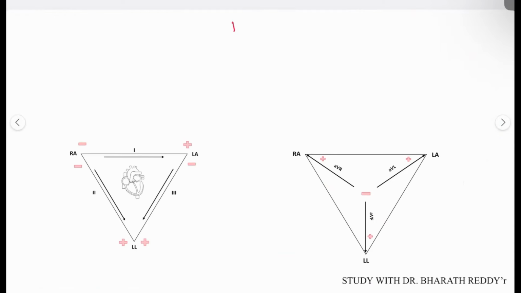So we have the 12 lead ECG. In the 12 lead ECG, the leads are divided into unipolar and bipolar. Sometimes we will also be talking about vertical leads and horizontal leads. So this is also part of this classification.